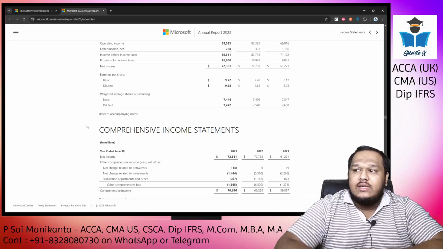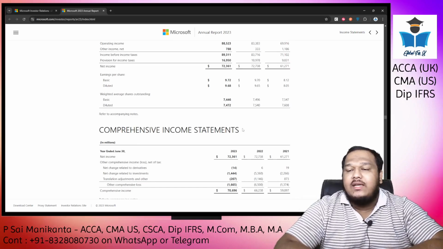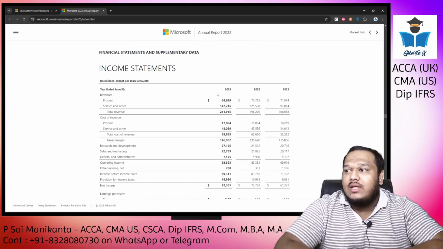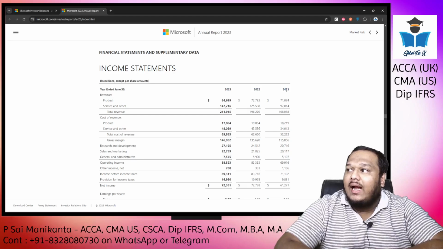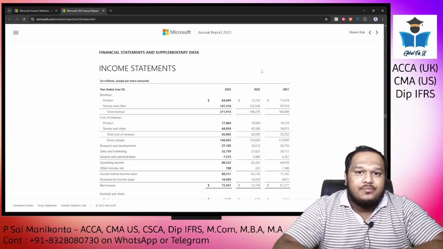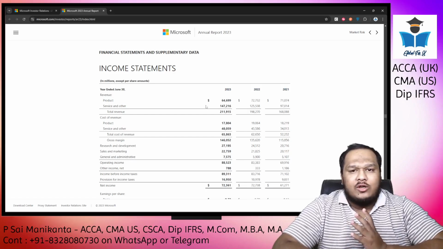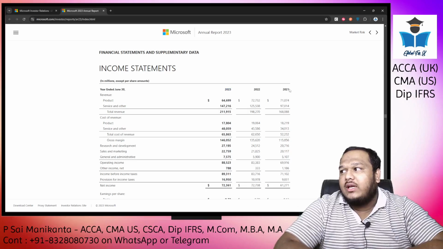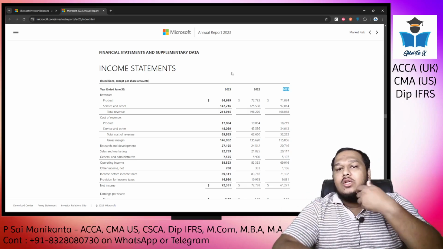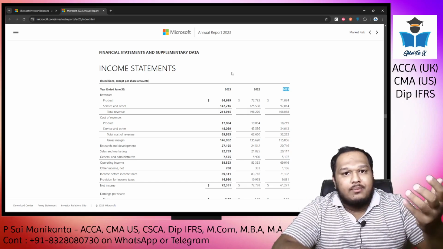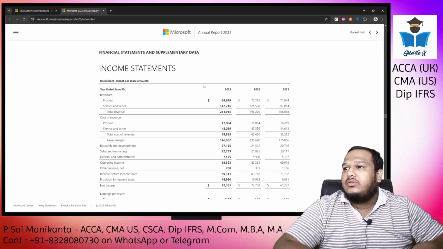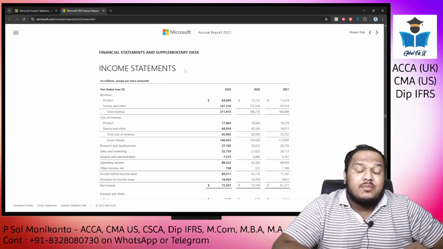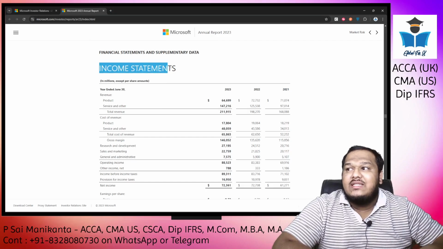Yeah. So you can see here the second part of it talks about the comprehensive income statement. And why are they using the plural S here? Because they are presenting the current year, last year, and the previous last year as well, right? Prior previous year, whatever you want to call it. So 2023, 2022, and 2021, they are giving you financial statements of multiple years so that users can compare and understand how the company is growing and all that stuff. So these are Microsoft's financial statements for 2023, and the first one is the income statement.